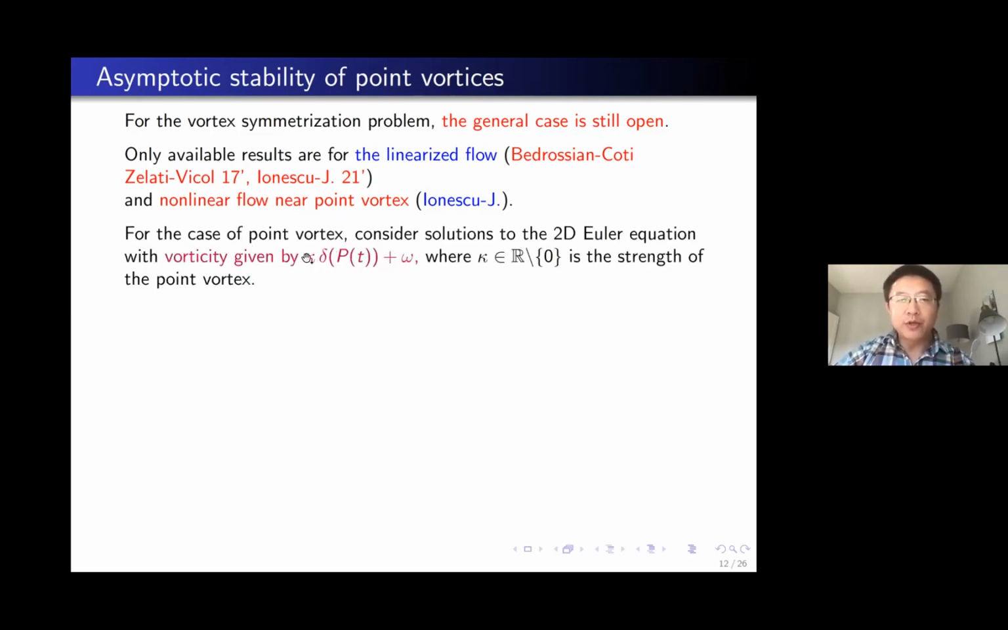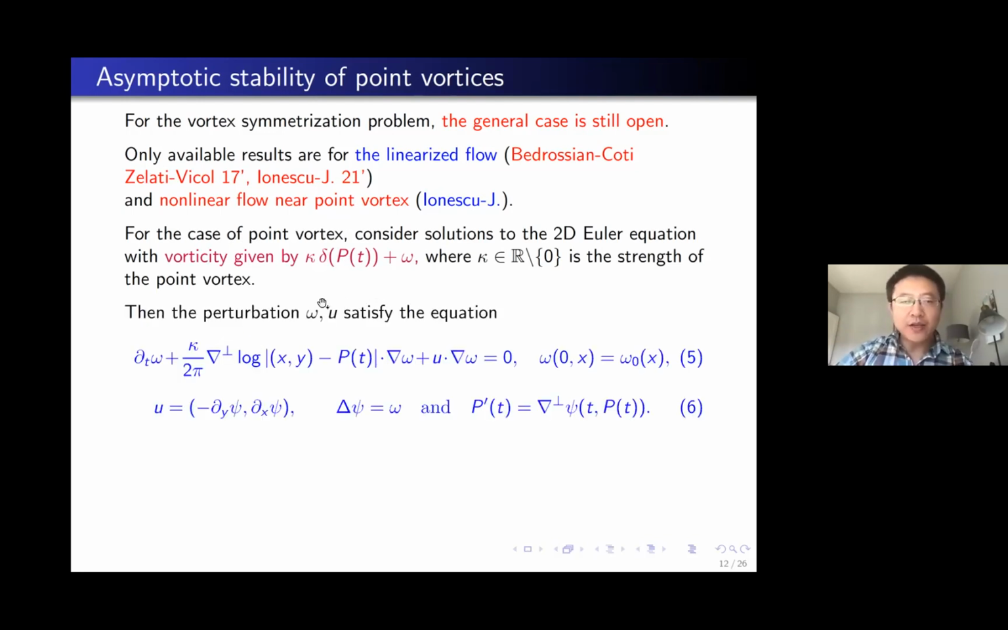A point vortex is a solution to the 2D Euler equation. So we perturb this point vortex by a smooth vorticity field, and moreover, we assume that the vorticity field is supported away from the point vortex. So the point vortex is located outside of the cloud of vorticity. Then you plug this into the Euler equation, and you get this equation, where you have this extra velocity field. This is generated by the point vortex.